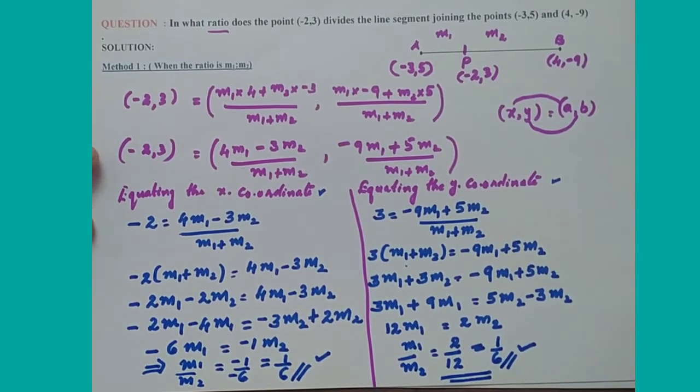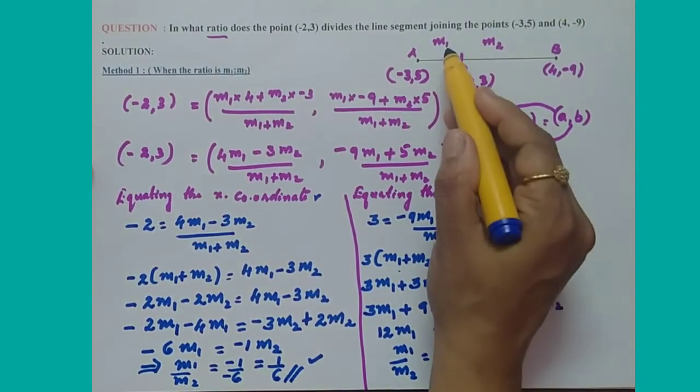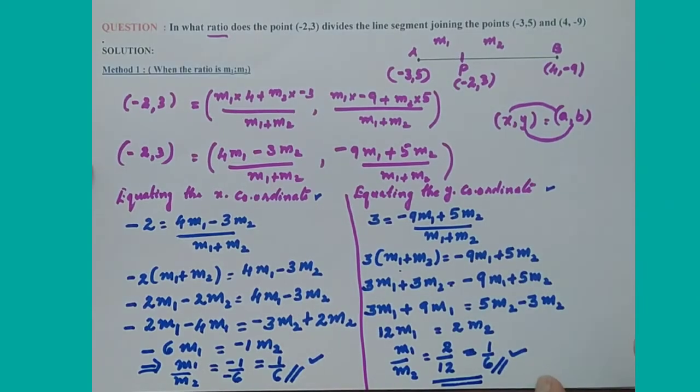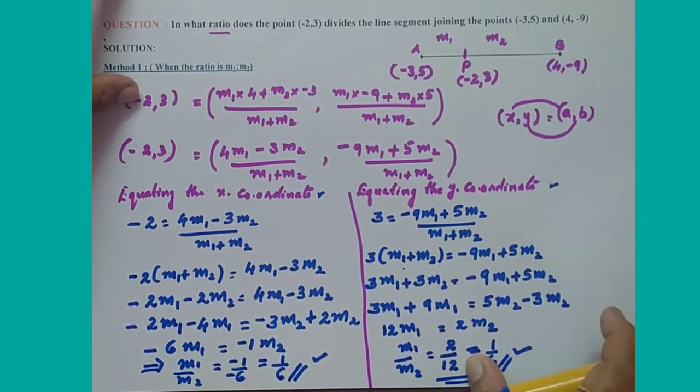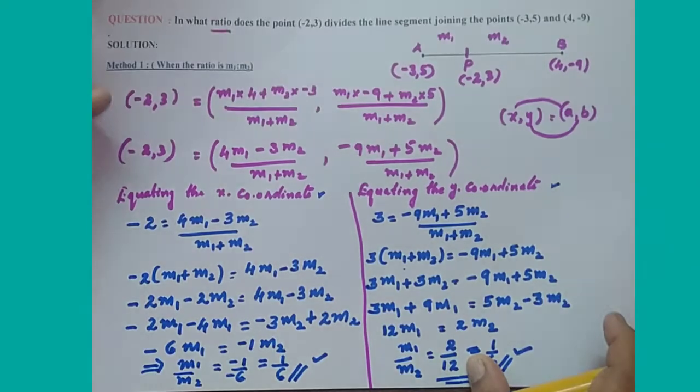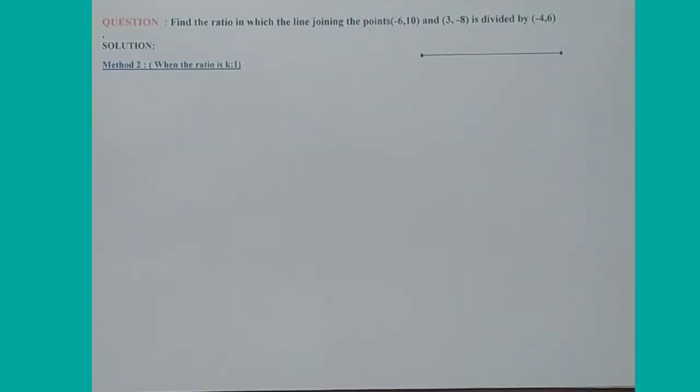This is method 1, in which I take the ratio as m1 and m2 as per our standard formula. But there is a much simpler way of finding the ratio, which I will discuss in the next question. Okay, listen to this.